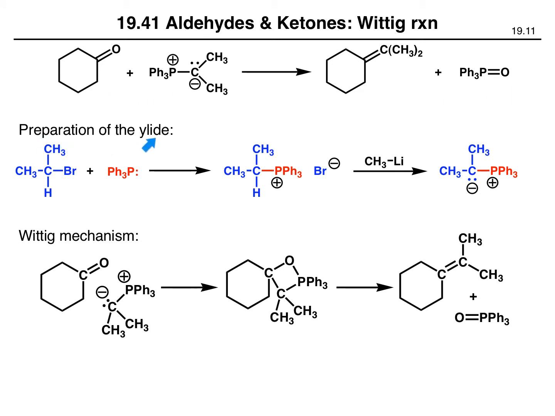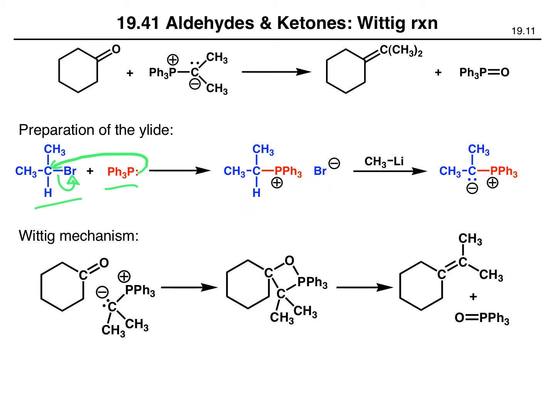First of all, we have the preparation of the ylide. This starts out with an alkyl bromide, and this is treated with triphenylphosphine, and this is a substitution reaction. So the phosphorus acts as a nucleophile, shares electrons with the carbon, and kicks out the bromine. And what we get is an alkyl triphenylphosphonium salt. And so this can be isolated. It can be recrystallized. This is a very stable salt.